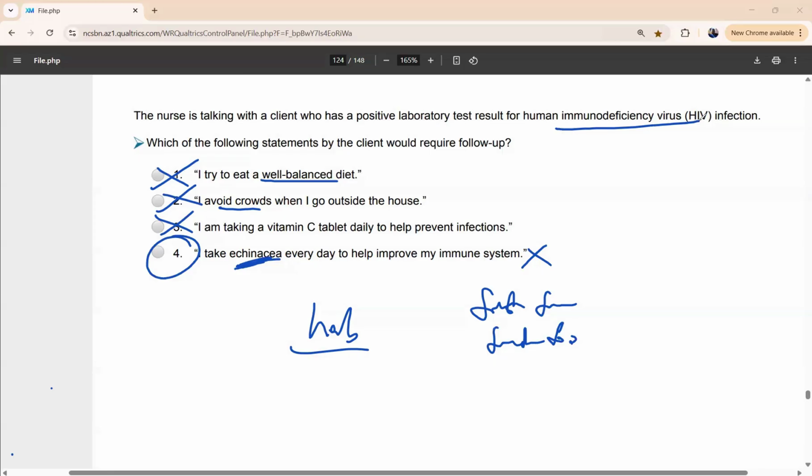So eating a well-balanced diet will help them out, at least to still help the body function properly, right? Avoiding crowds will help them prevent infection, right? So this also falls under the category of those people with chemotherapy, transplant, definitely anything related to immune.